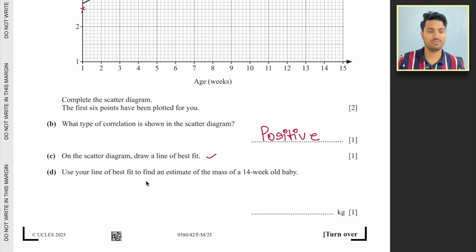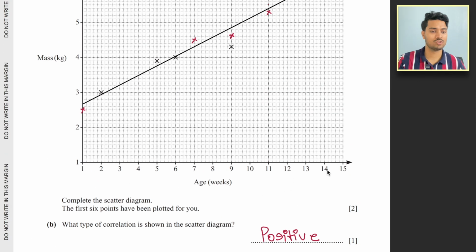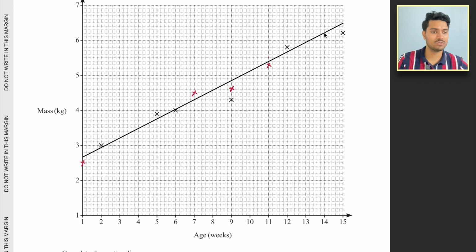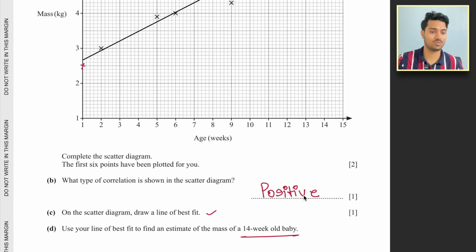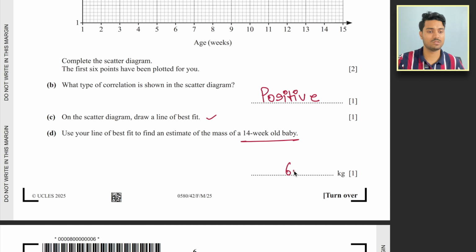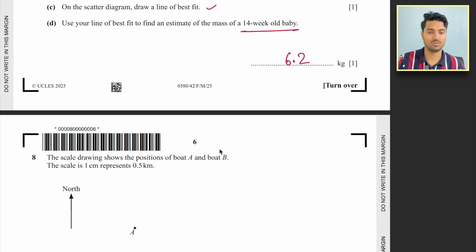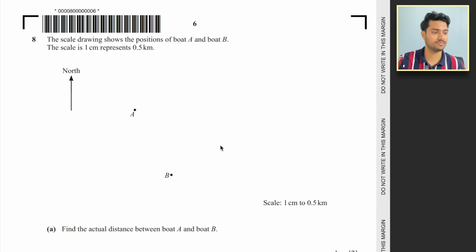Use your line of best fit to find an estimate of the mass of a 14-week-old baby. So the mass of a 14-week-old baby is going to be this point, which is 2 points above 6. So that's going to be 6.2. 6.2 kilograms is going to be the mass of a 14-week-old baby as per the case. Let's move on to question number 8.